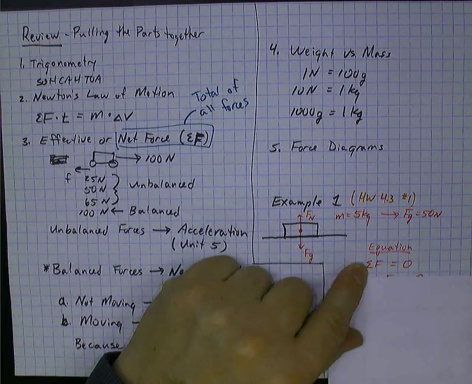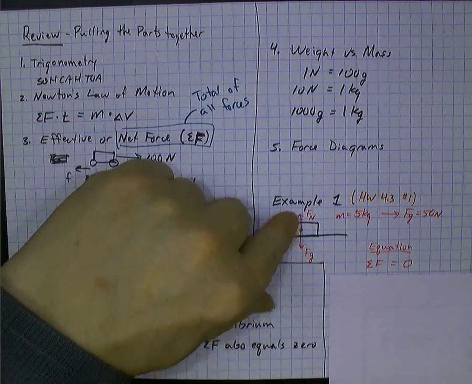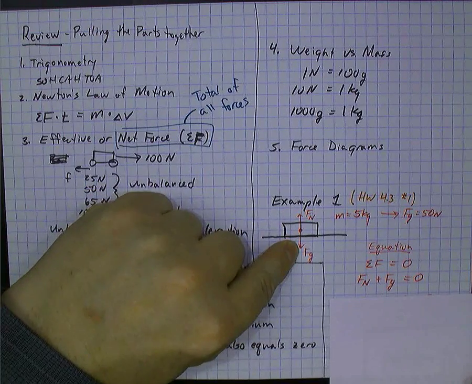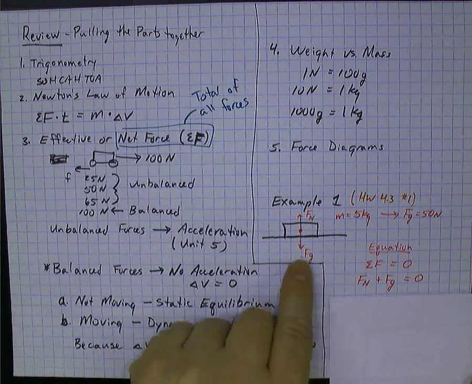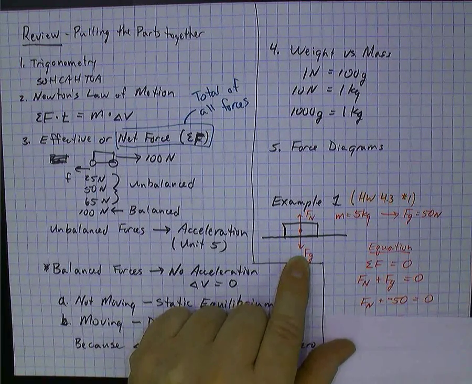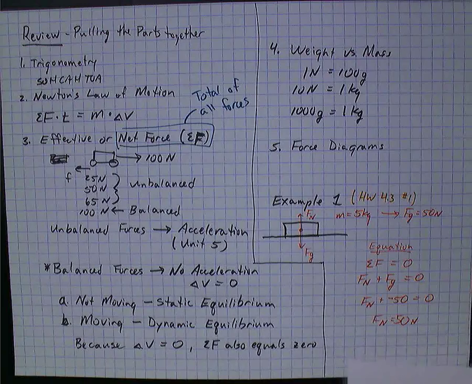Now, net force specifically means to total all the forces together. So this plus that. Fn plus Fg has got to equal 0. I know that Fg is equal to 50. I see that it's pointing downward, so when I put it into the equation, I make it negative. Fn plus a negative 50 newtons equals 0. Therefore, the normal force must be equal to 50 newtons.